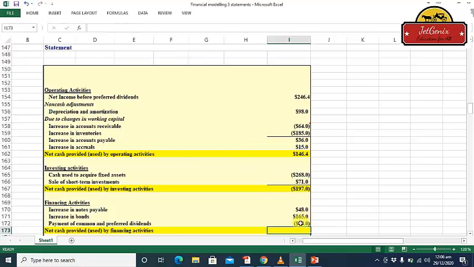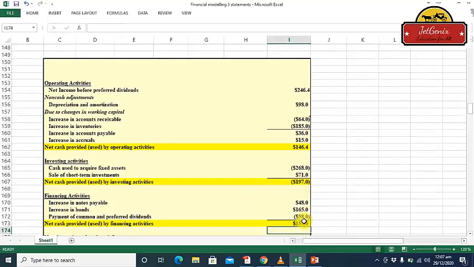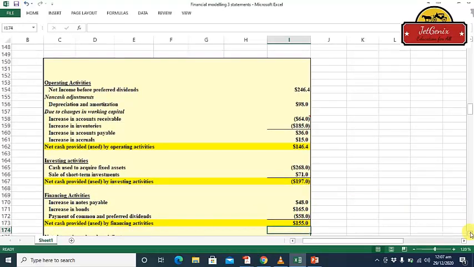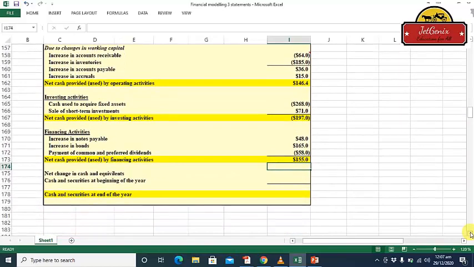We have made it a negative cash flow, and now we are going to calculate the net cash provided by financing activities. Just sum up the three values, and we will have the result. So the net cash provided by financing activities is $155 million.